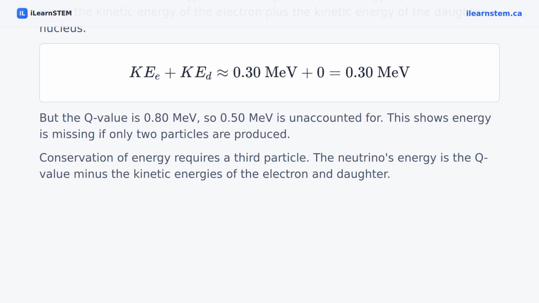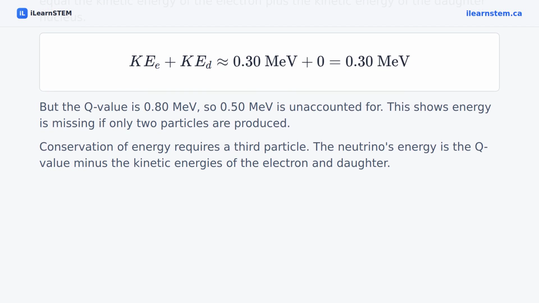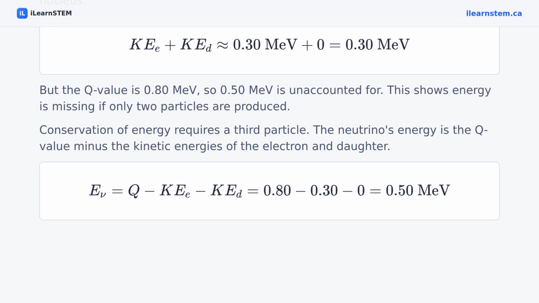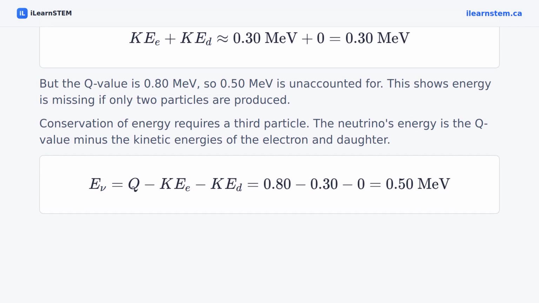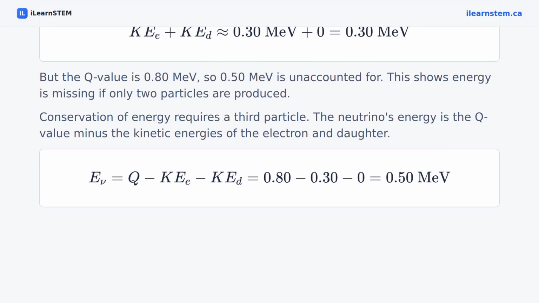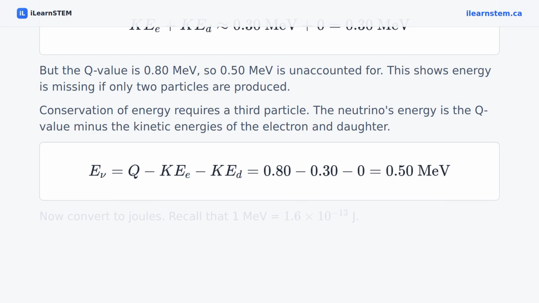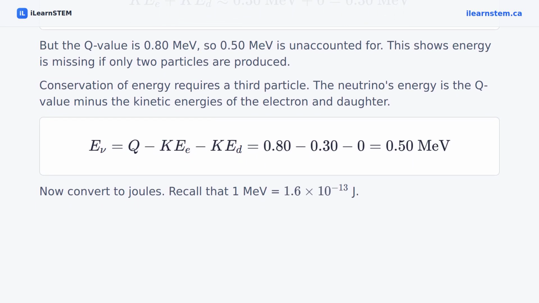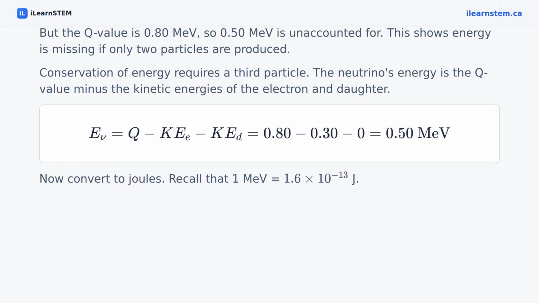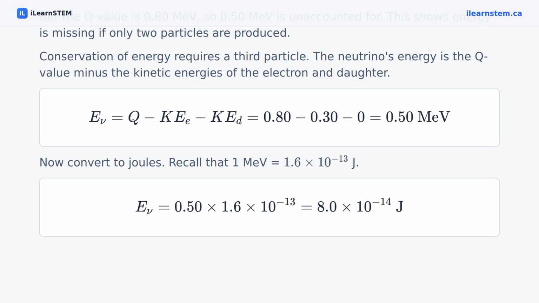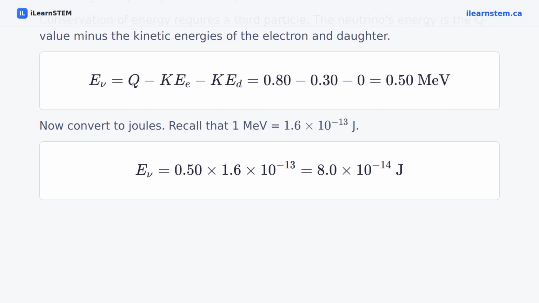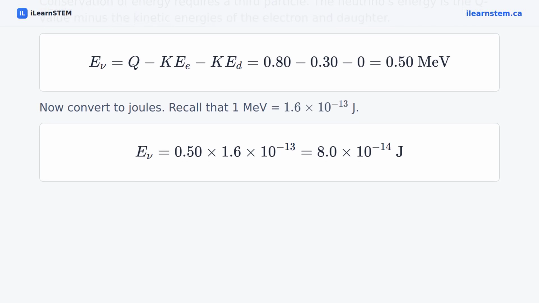The neutrino's energy is the Q value minus the kinetic energies of the electron and daughter, so the neutrino energy is 0.80 minus 0.30 minus 0, which equals 0.50 MeV. Now convert to joules. Recall that 1 MeV equals 1.6 times 10 to the minus 13 joules. Multiplying 0.50 by 1.6 times 10 to the minus 13 gives 8.0 times 10 to the minus 14 joules.